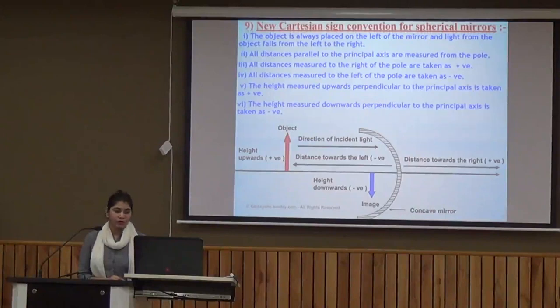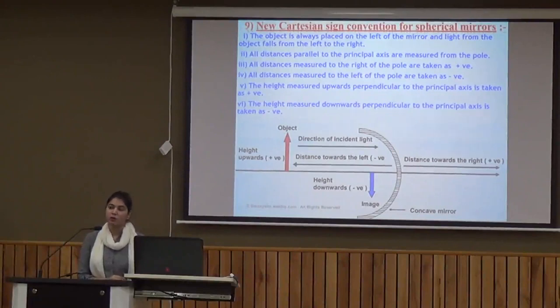All the distances parallel to the principal axis are measured from the pole. All the distances measured to the right are taken as positive. All the distances measured to the left of the pole are taken as negative. Heights measured above the principal axis are taken as positive. Heights measured below the principal axis, or downwards, are taken as negative.